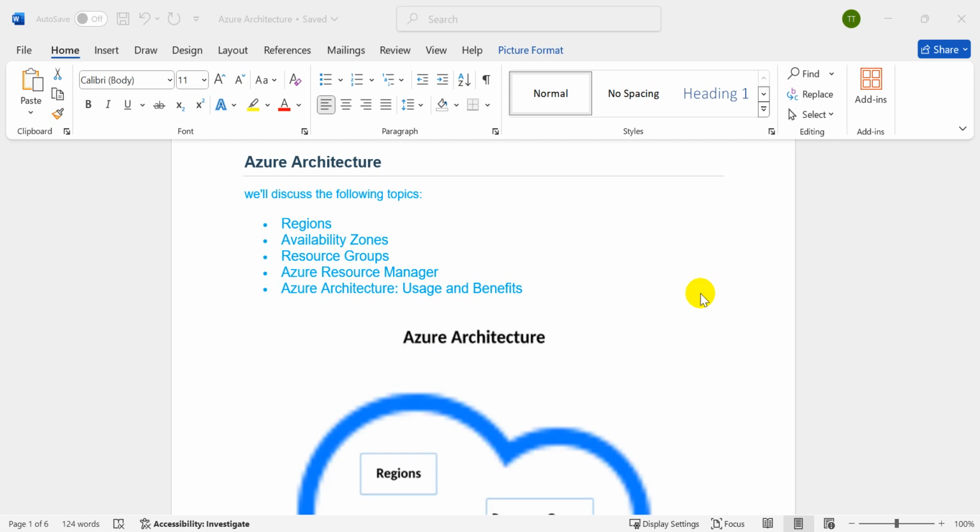Okay, so when you say the Azure architecture, mostly we are going to discuss these topics: regions, availability zones, resource group, Azure Resource Manager, it's called the ARM, and Azure architecture usage and benefits. So these are the basic concepts of the Azure architecture.